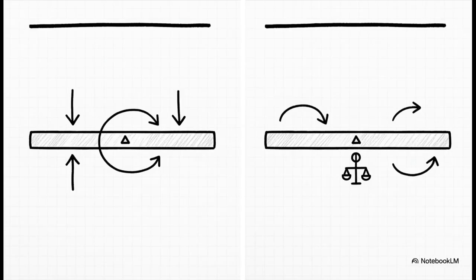Now, when a force is applied off-center, it doesn't just make something move, it makes it rotate. We have a special name for that turning effect, a moment. The ultimate goal for any ship just sitting in the water is for every single force and every single moment to perfectly cancel each other out. And that beautifully balanced state, well, that's what we call equilibrium.